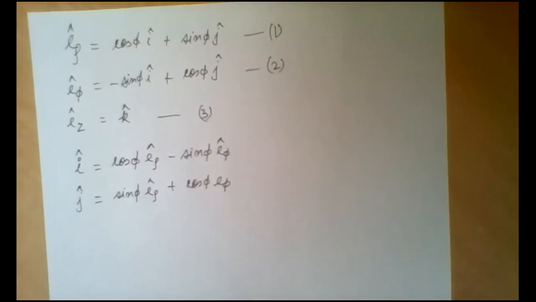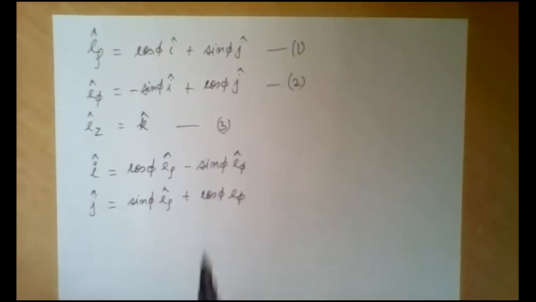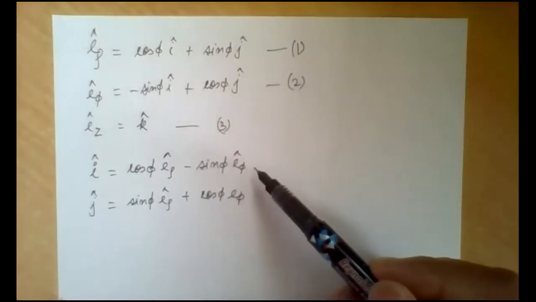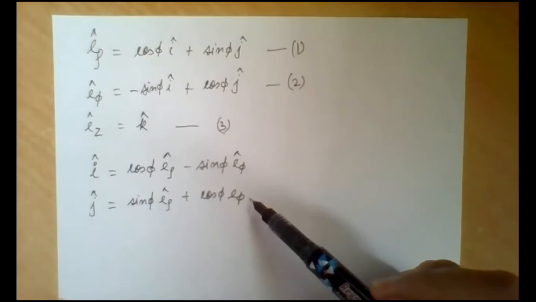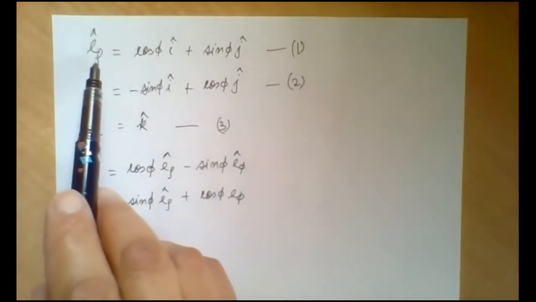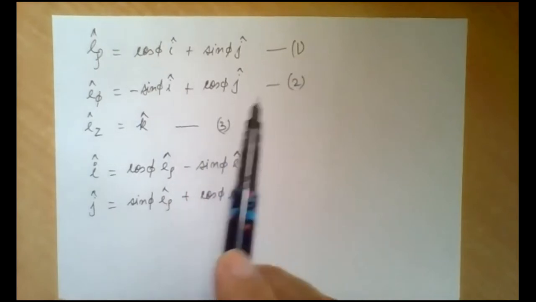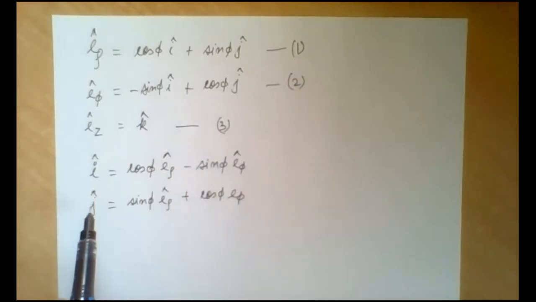So what is your homework? Your homework is to start with equation number 1 and 2, and try to obtain these two equations. So you are expressing e rho and e phi in terms of i and j. So use these two and now try to express i cap and j cap in terms of e rho and e phi.